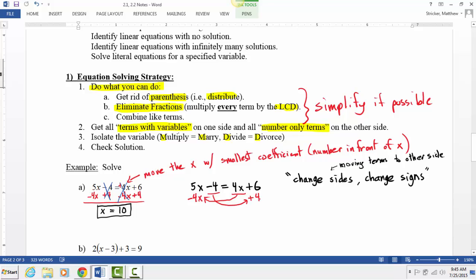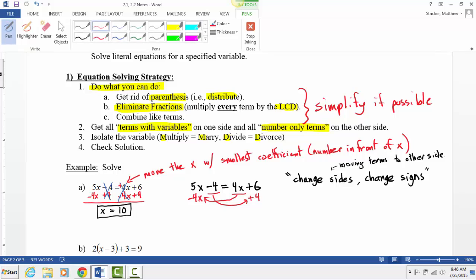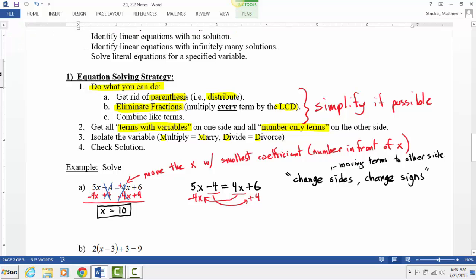positive 4. Now I could still write the positive 4 over here like we did, but we know those are going to cancel. And I could still write the negative 4x underneath this positive 4x, but we know that's going to cancel. So why do we really need to write it? Let's just move it to the other side and change its sign. The answer still comes out the same. There's nothing different. 5x minus 4x is 1x. And on the other side, 6 plus 4 is 10.